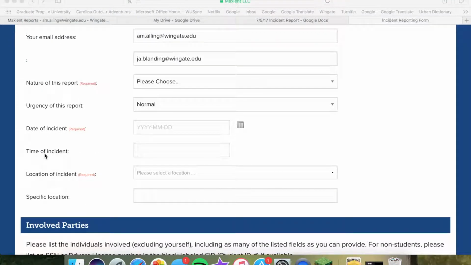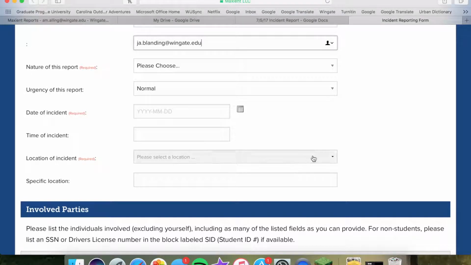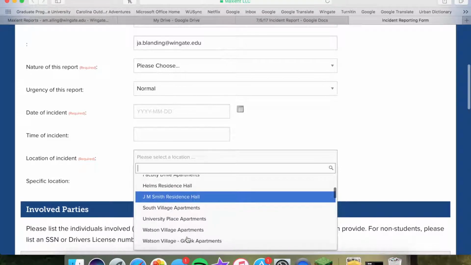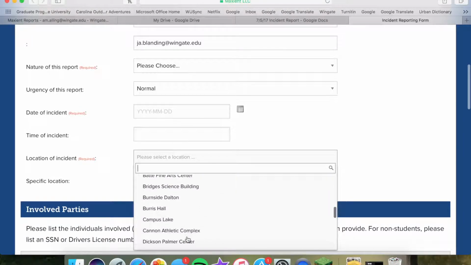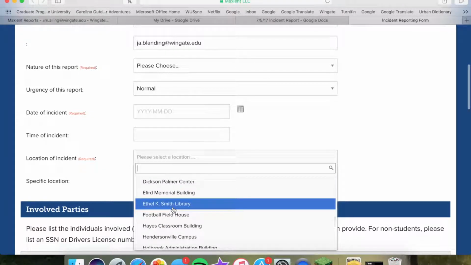Choose the date and choose the time of the incident. Be sure you are accurate and as close to the timing as possible because you can go into more specific details later. After that, you will be able to choose the location of the incident. There are several different options to choose from, whether it happened off campus or the different residence halls, as well as other locations on campus, for example, classroom spaces, campus lake, the library, etc.